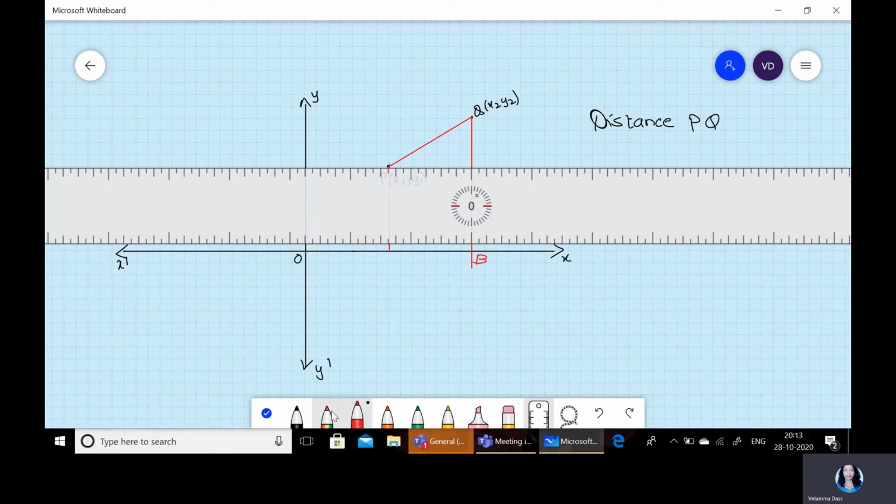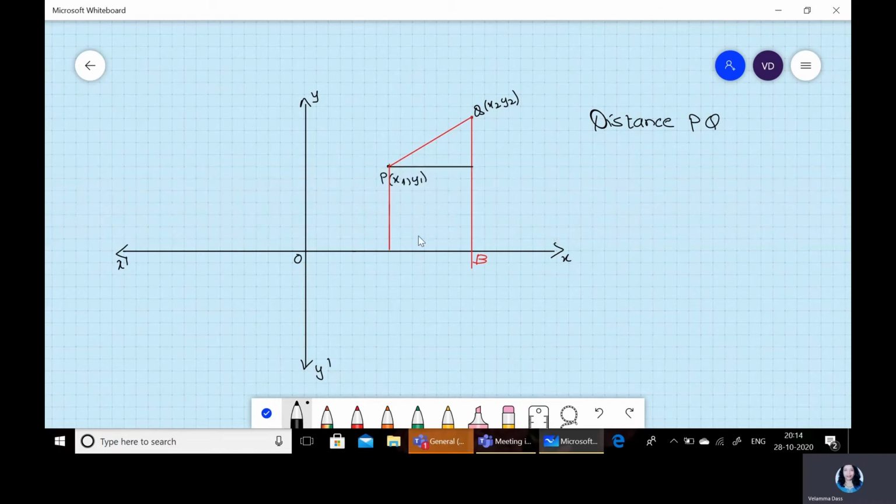Now this year we have case study questions, so the basics also should be clear. You don't know which question can come, right? So for deriving this, we have drawn PA perpendicular to the x-axis, we have also drawn QB perpendicular to the x-axis, and we have drawn PM perpendicular to QB. Our aim is to find the distance PQ. P is (x1, y1), Q is (x2, y2), correct?